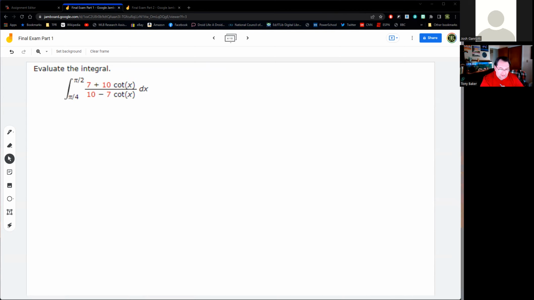So this one looks really complicated. It actually breaks down to be pretty simple if you do one step first. One of the things that you can do when you have trig functions, especially if you don't have sines and cosines, is get them all to be sines and cosines. Because when I get things to be sines and cosines, nice things happen. So remember that cotangent of x is cosine x over sine of x.